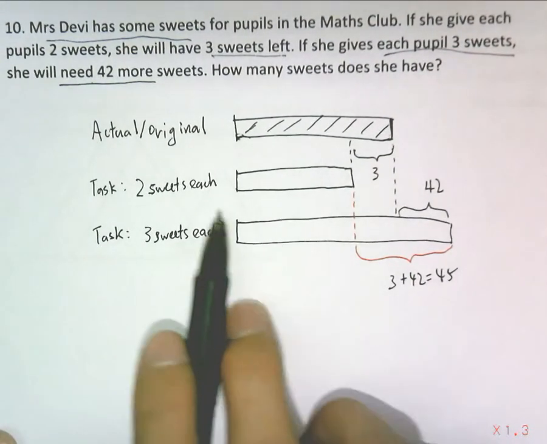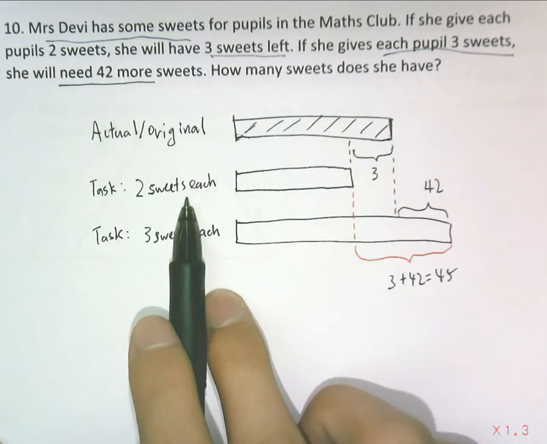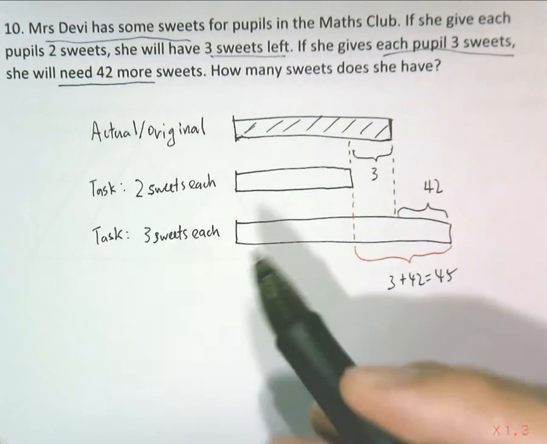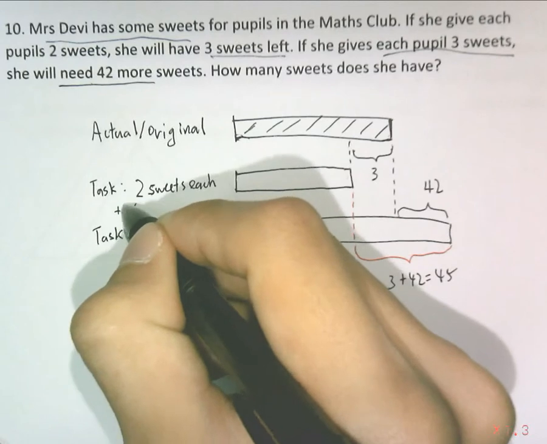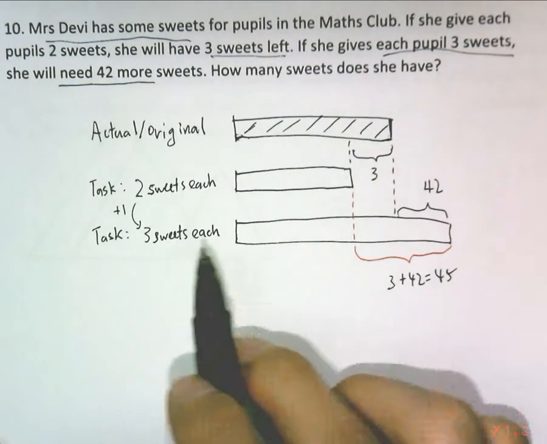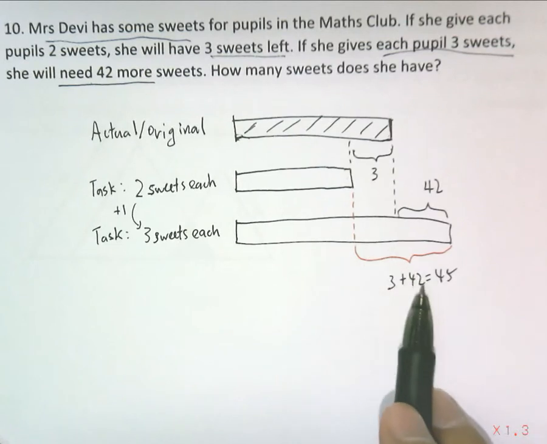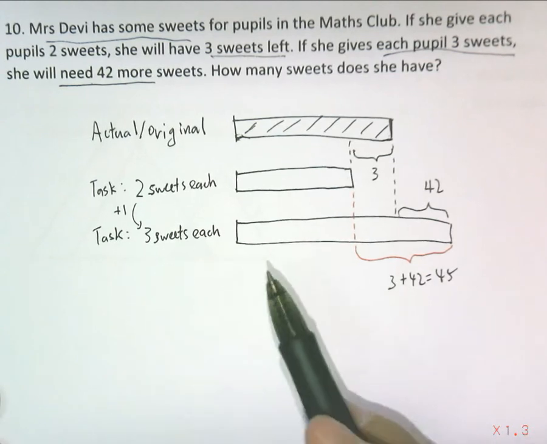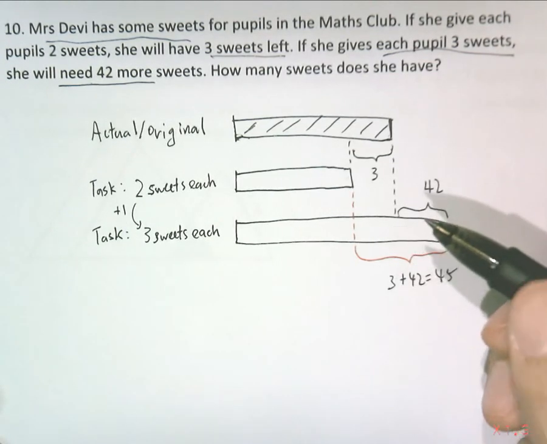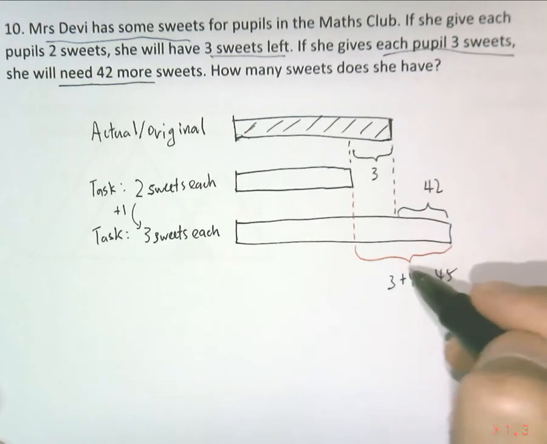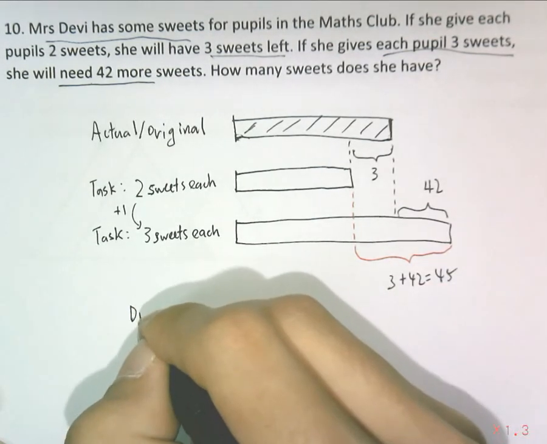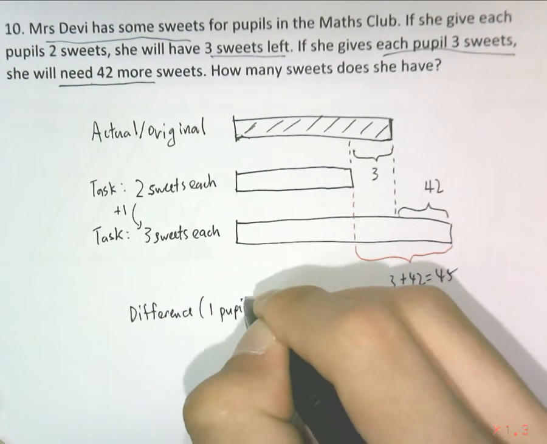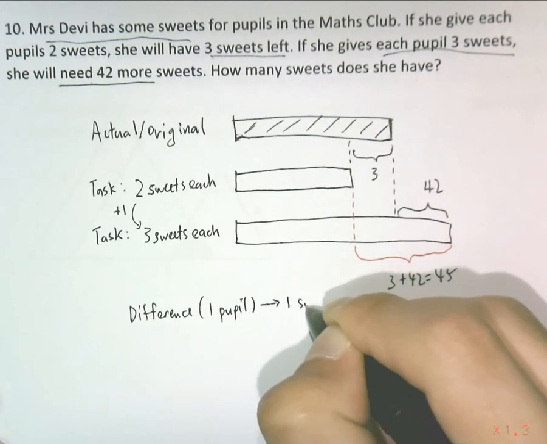So if she were to give 2 sweets each, then give them 3 sweets each, she will have to give a difference of 1 sweet to each pupil. This causes a difference of the red portion here, which is 45 sweets. Giving is like a top up. So to top up 1 sweet for each pupil, she will add a difference of 45 sweets. So for 1 pupil, the difference will be 1 sweet only.